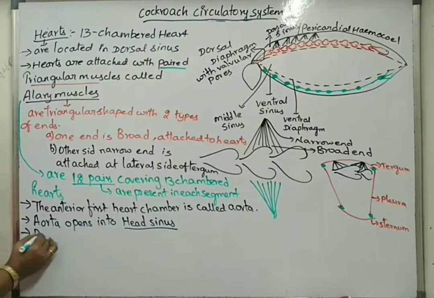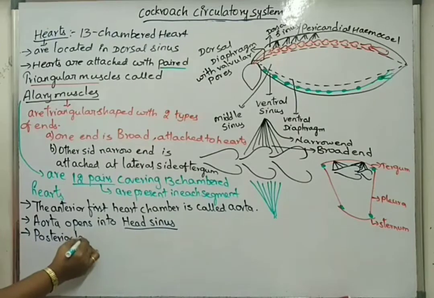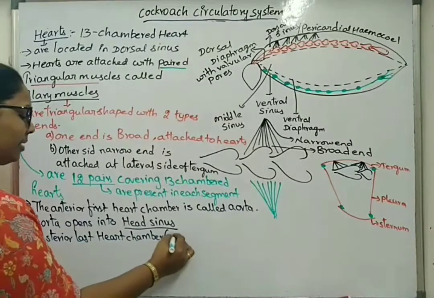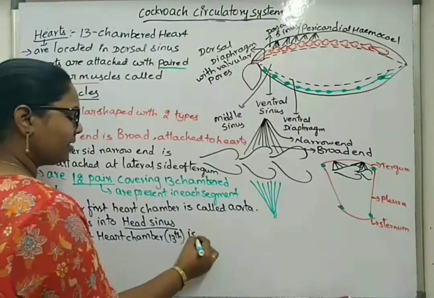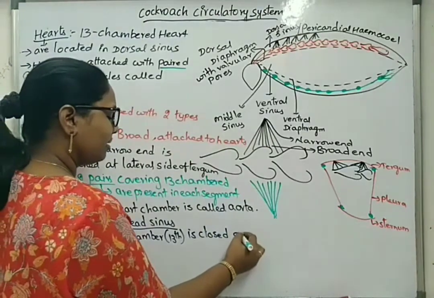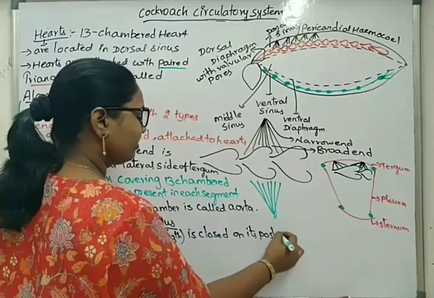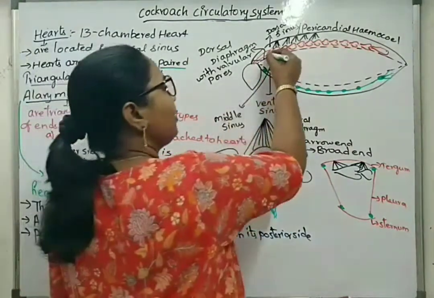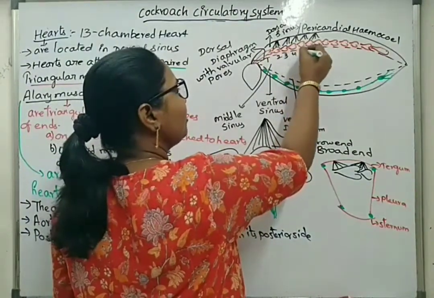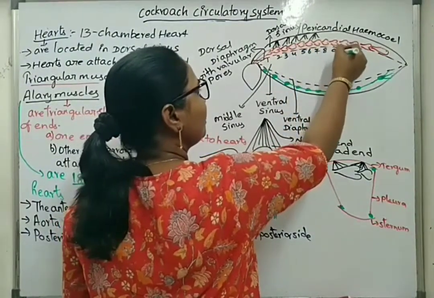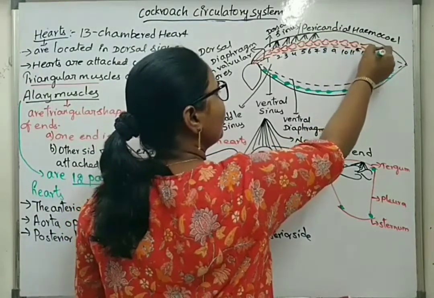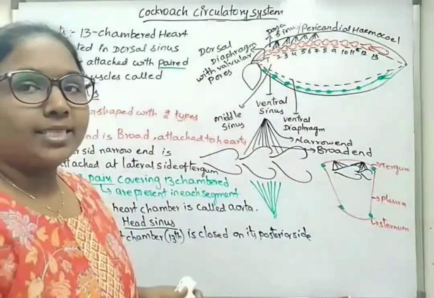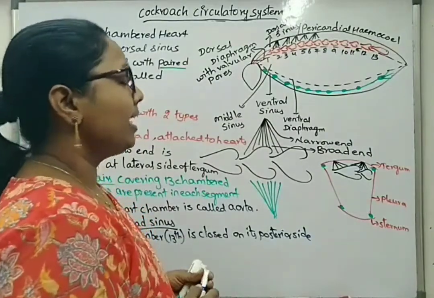Next, the posterior, last heart chamber, means 13th, is closed on its posterior side. Aorta, this is first, second, third, fourth, fifth, sixth, seventh, eighth, ninth, 10th, 11th, 12th, and 13th. First 3 hearts exist in the thorax region. The remaining 10 will be present in the abdominal region.